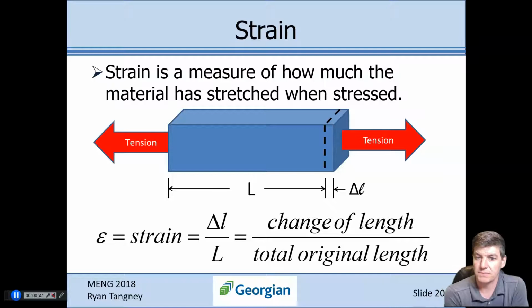So if we put some object under tension, it will have a couple things. It'll have its original length, so when we don't have any stress on the material. And then if we do stress it, so either under tension or compression, it will have a small change. And the measure of this change, the change of length divided by the original length, is what we quantify as strain.